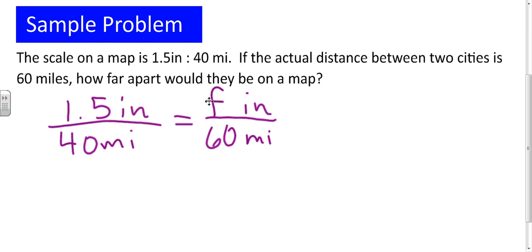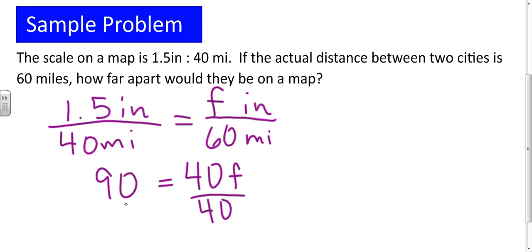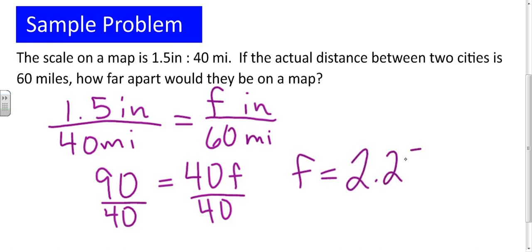And then I just want to solve this proportion by cross multiplying. 1.5 times 60 is 90, and that's going to be equal to 40 times F. You can divide by the coefficient to isolate the variable. And when I take 90 divided by 40, I find out that F is equal to 2.25 inches.